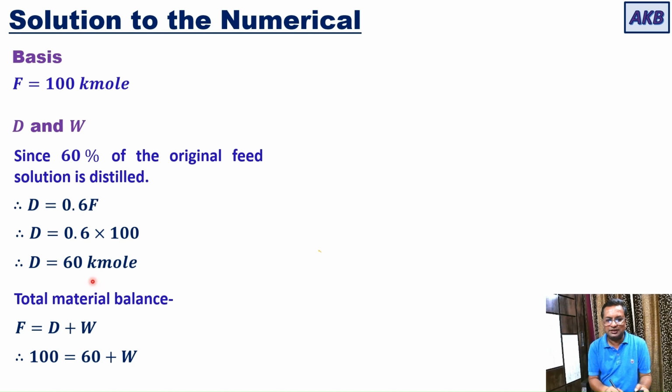Out of 100 kilomole, if 60 kilomole are getting removed as distillate, the remaining 40 kilomole will be removed as residue. Simple thing. And you can follow this with the help of the steady state total material balance. So F is equal to D plus W, that is 100 is equal to 60 plus W, that is 100 minus 60 is equal to W, that gives us W as 40 kilomole. So we have calculated the two quantities.